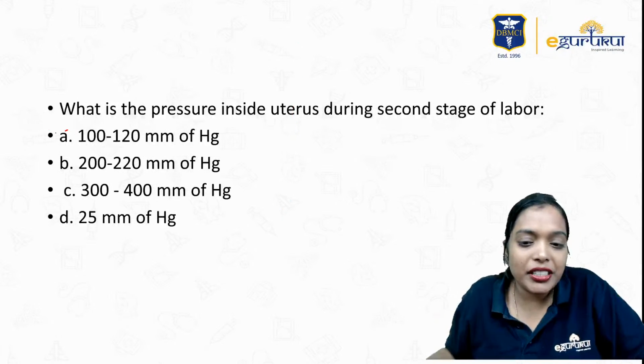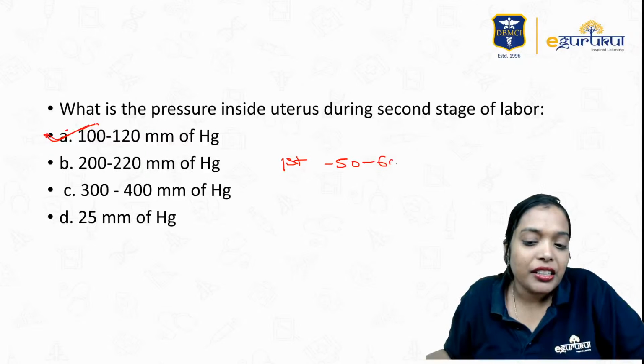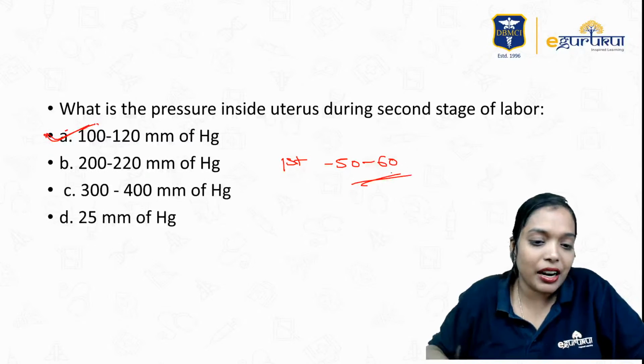Yes. So the pressure inside the uterus during the second stage of labor is 100 to 120. First stage of labor, it will be 50 to 60. Second stage of labor, it will be double, that is 100 to 120.